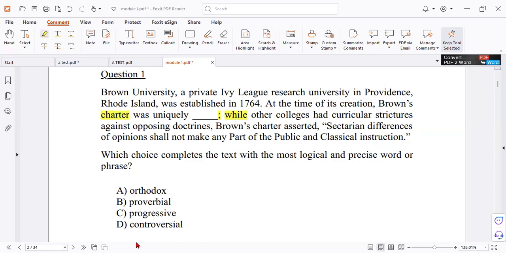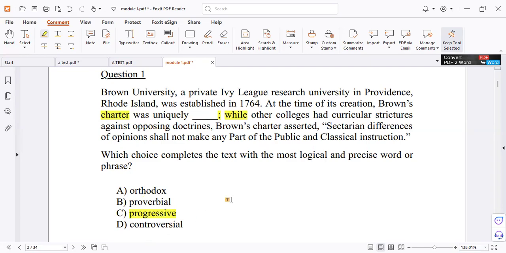C. Now letter C, it's correct. But we need to know why. Aggressive. He mentioned here while for opposite. Other colleges had curricular structures against opposing doctrines. So that means it's restricted. But how about the opposite? It's progressive. Should you mention it?